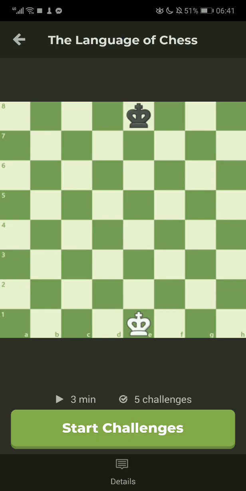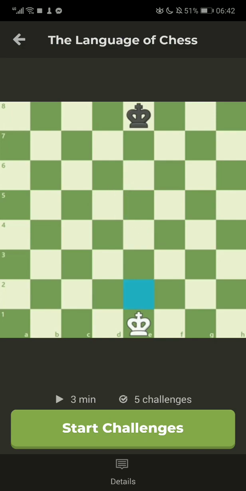Now that you've learned how to label each square on the chessboard, it's time to learn the notation of actual chess moves. Each piece has its own letter for chess notation. In this example, the king's letter is a capital K. With white to move, let's say the king is going to move to the E2 square.